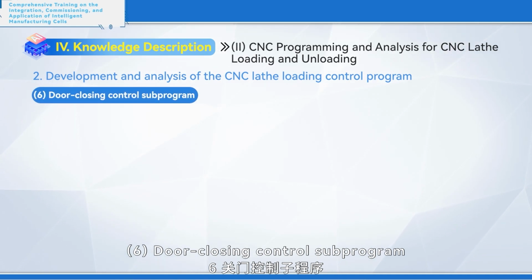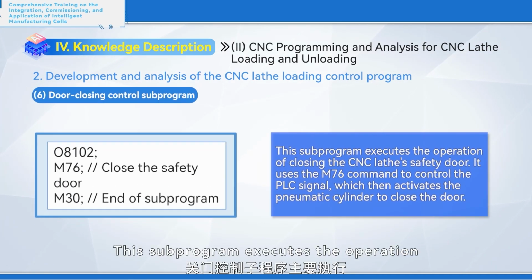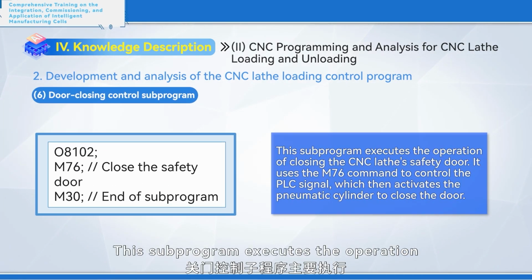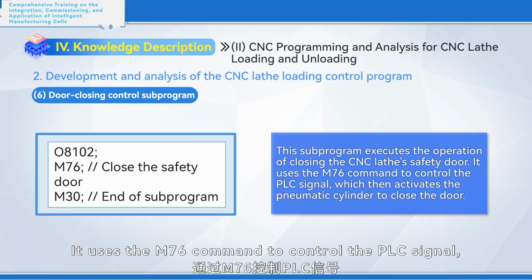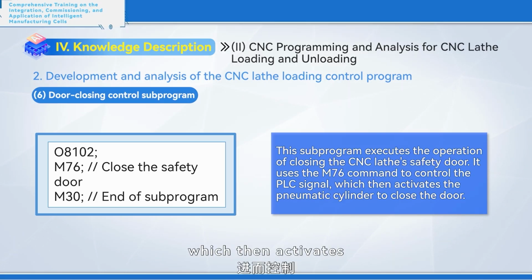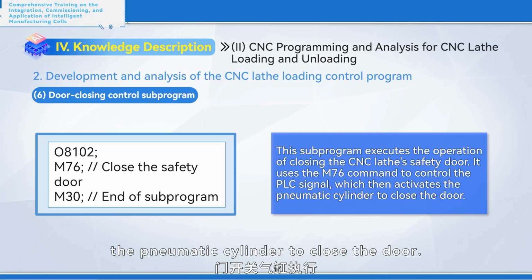6. Door closing control subprogram. This subprogram executes the operation of closing the CNC lathe's safety door. It uses the M76 command to control the PLC signal, which then activates the pneumatic cylinder to close the door.